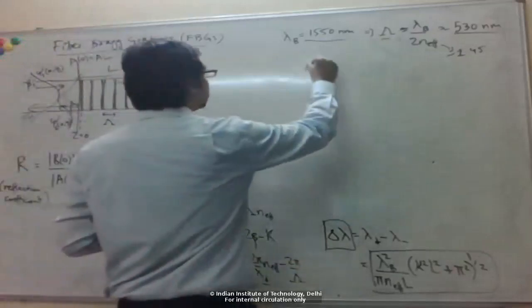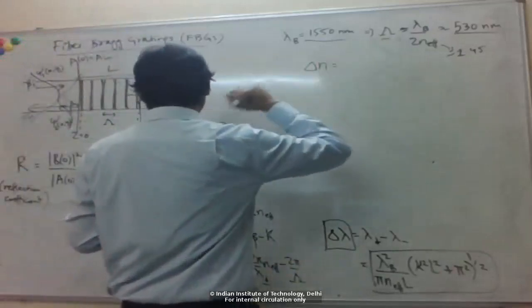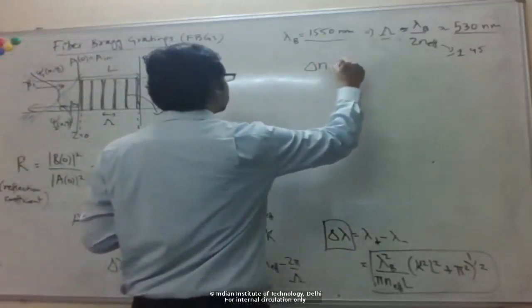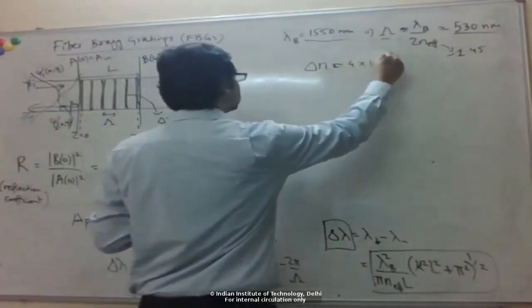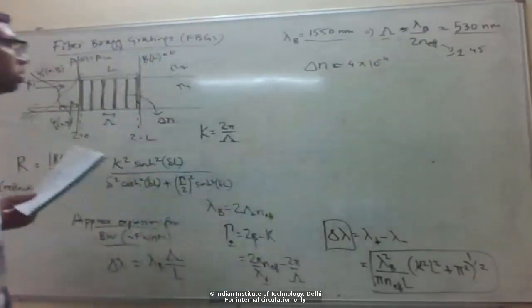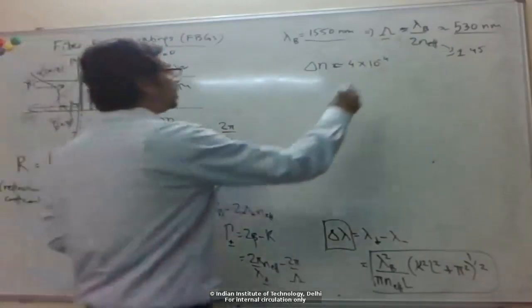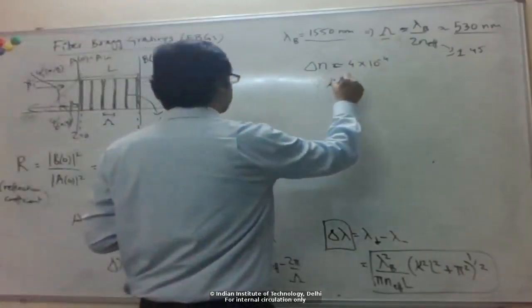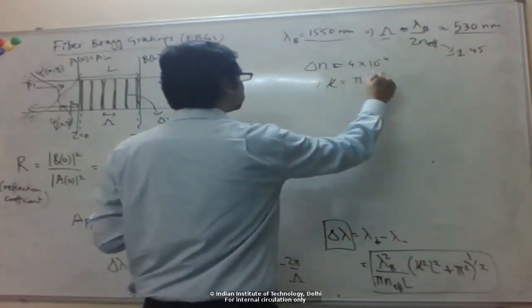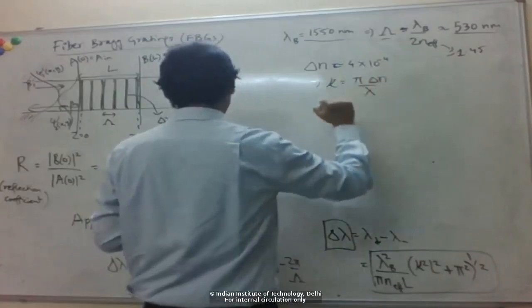Okay, so typical delta n values that we can get with this UV exposure is about, let's say, 4 times 10 to the minus 4. Okay, so then this coupling coefficient we call kappa, it went something like this.